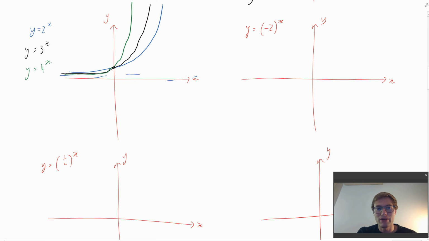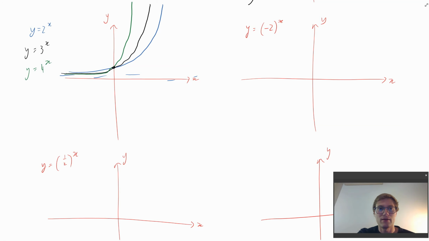So there's no real need to worry yourself about those, other than to say that any base really just creates the same sort of shape. Or to be more precise, I should say every positive base greater than 1. So it doesn't matter if it's 2, 3, 4, or 5.5, or anything like that. The shape will be the same.